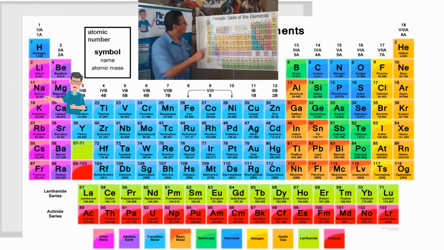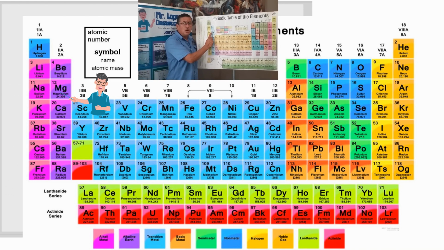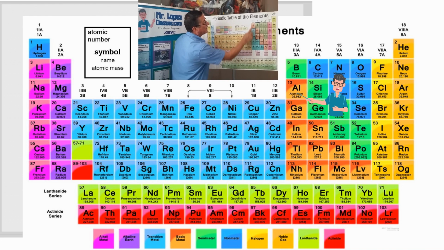Let me check magnesium. How many electrons in total does magnesium have in the orbits? 12. Okay, 12. But how many electrons does magnesium have in the last orbit? Only 2. For that reason, it's located in group number 2. Let me check aluminum. Aluminum is located in the principal group number 3. How many electrons does aluminum have in total? 13, but only 3 in the last orbit. All of those elements have 3 electrons in the last orbit.